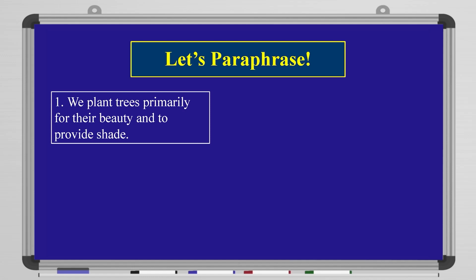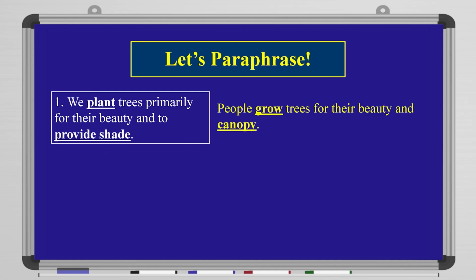We found the answers. Now let's try to paraphrase them together. We have answer number 1. We plant trees primarily for their beauty and to provide shade. We have the word plants and provide shade. I think we can change the vocabulary a little bit. So let's do that together. If you notice, we have the word plant. We only changed it to grow. It has the same meaning, but a different word. Again, this is another vocabulary change.